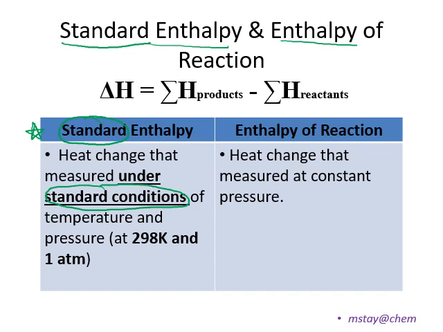So what does the standard condition mean? It is 298 Kelvin or 25 degrees Celsius, and the pressure is 1 atm. However, if the question didn't mention standard enthalpy, they just mention enthalpy of reaction, it means that it is at the stated condition, okay? Or we say the heat change measured at constant pressure, or you can say at stated condition.